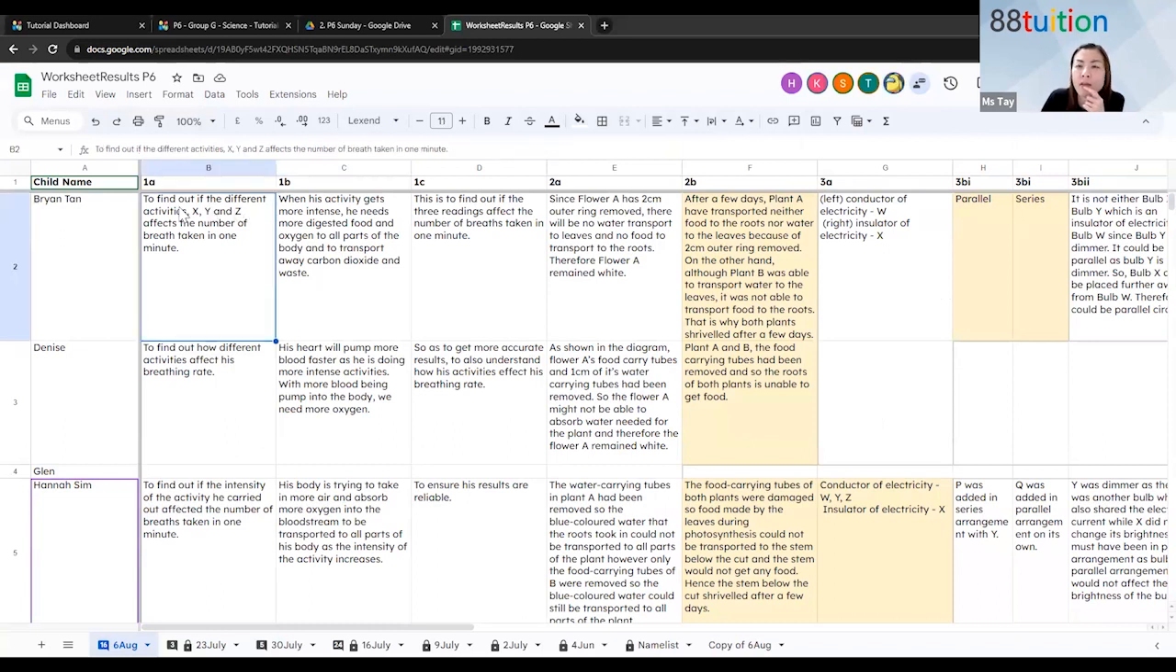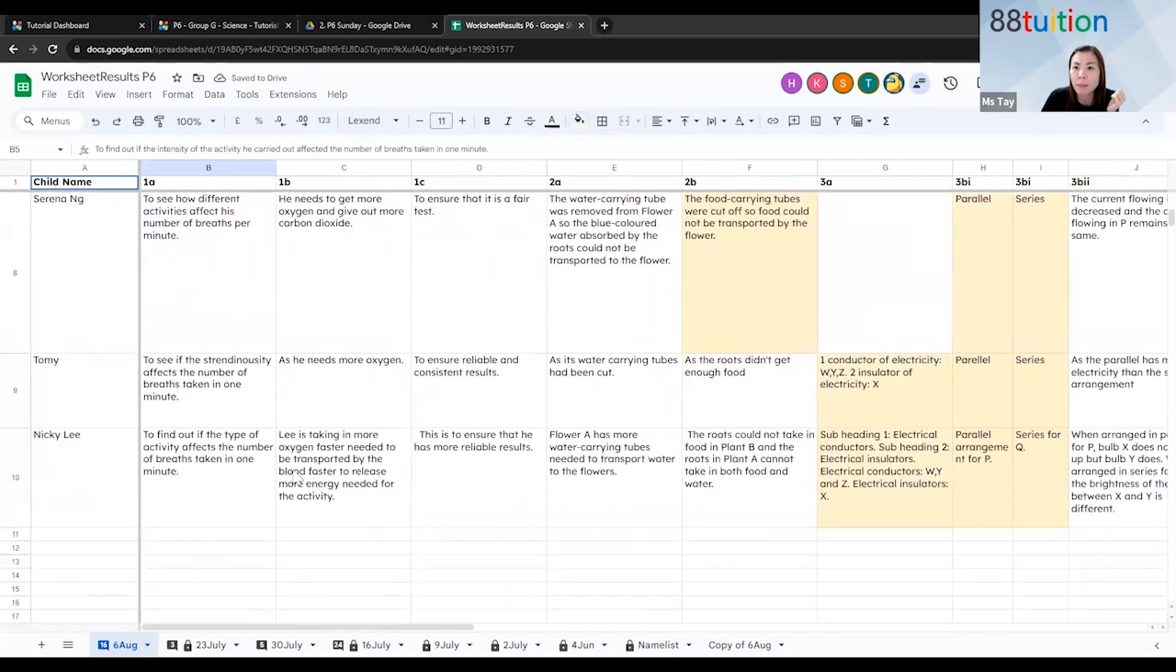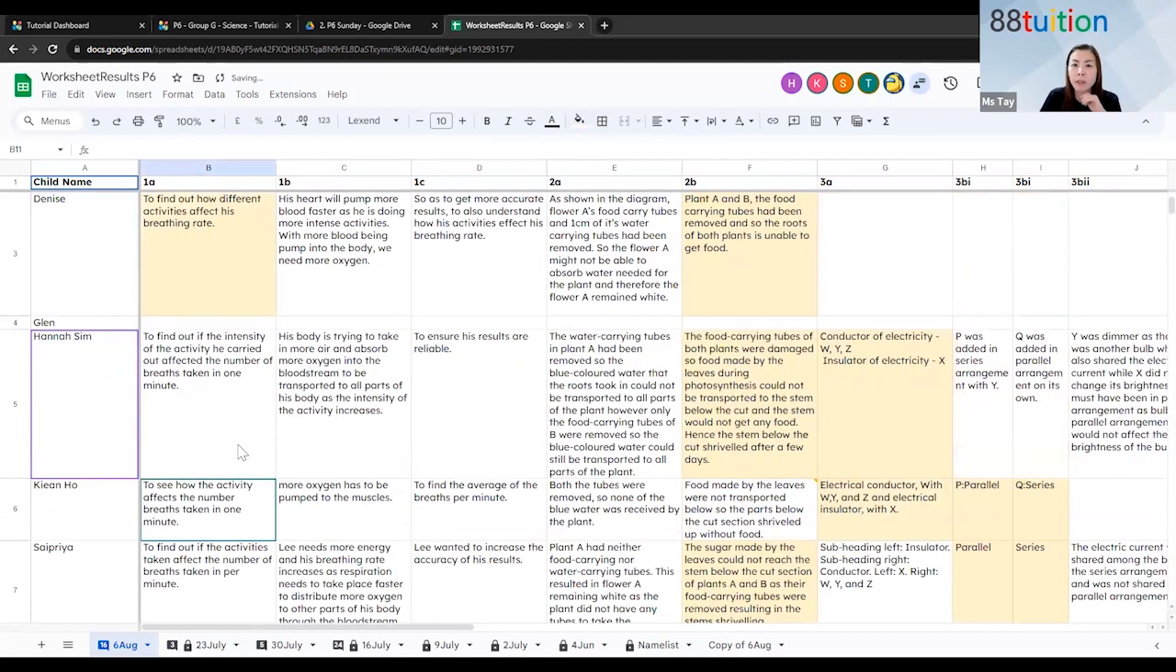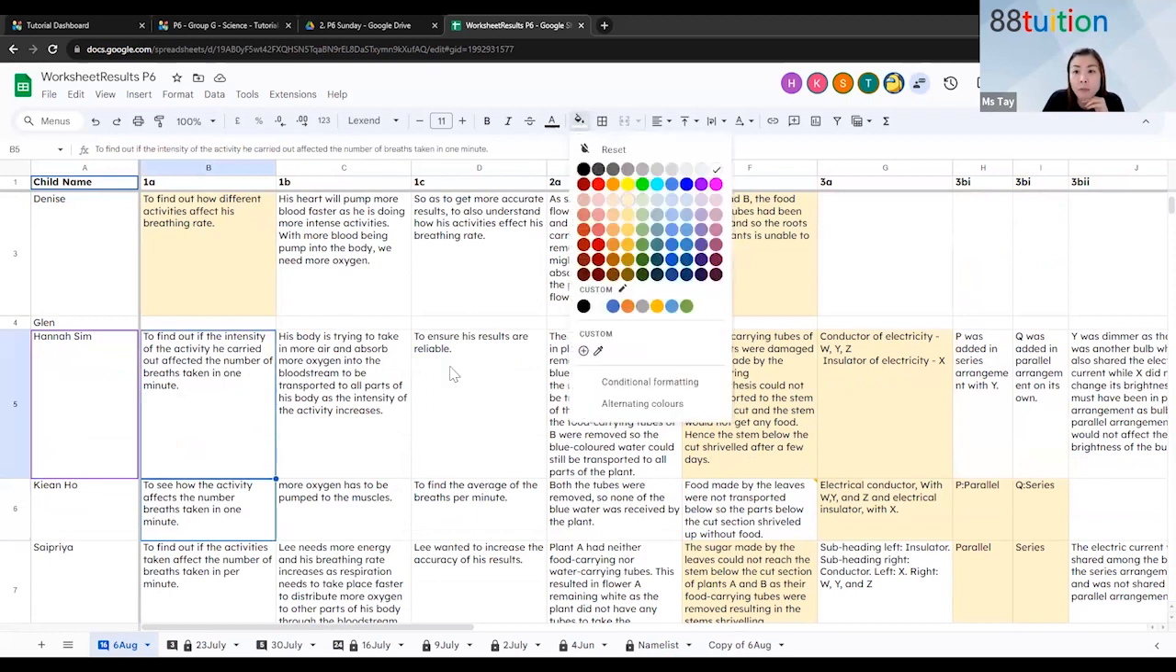Brian says, find out if different activities X, Y, Z affect number of breaths taken in 1 minute. Yeah. Okay, if the different activities. Okay, good. All right. Then how different activities affect his breathing rate. Yes, good. Denise also. Yes, Miko, you can type it in. Miko, you type in here. All right. You start from here. Okay. Next. To find out if the intensity of activity carried out. Yeah, can be. Intensity means different types of activities.